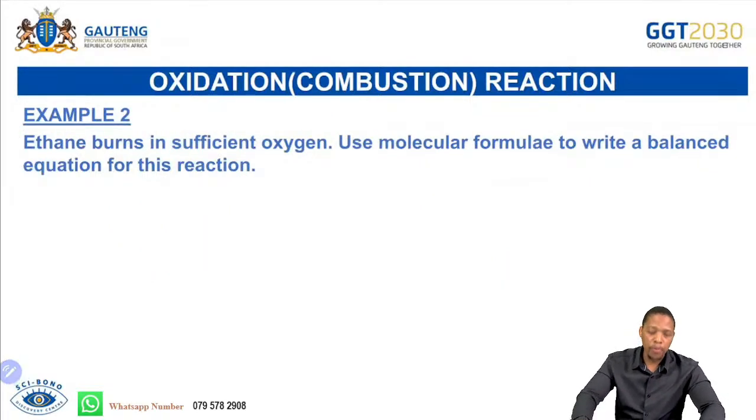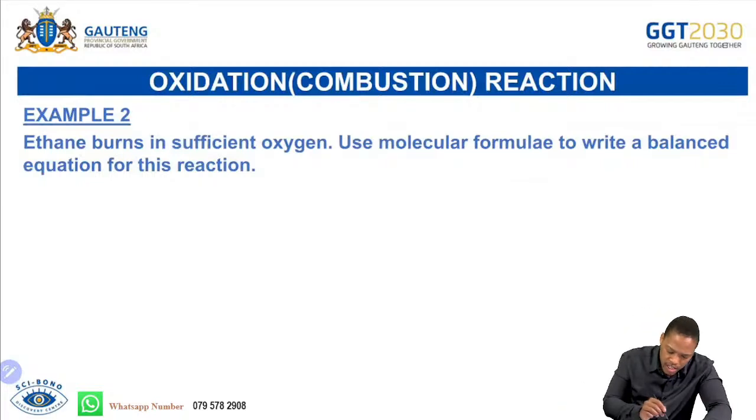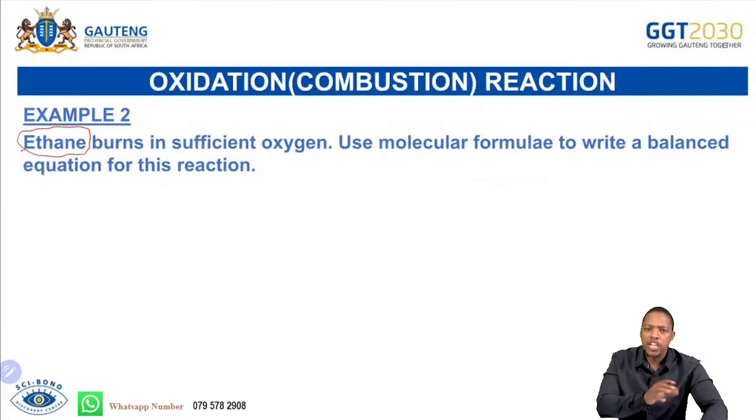Let's try another example and let's see if we can now do it together. So this example says here, ethane burns in sufficient oxygen. Use the molecular formula to write a balanced equation for this reaction. So we're doing the same thing. The only thing that has changed is what? The hydrocarbon, like I told you. This is the only thing they are going to change: the type of hydrocarbon that they are burning or combusting.